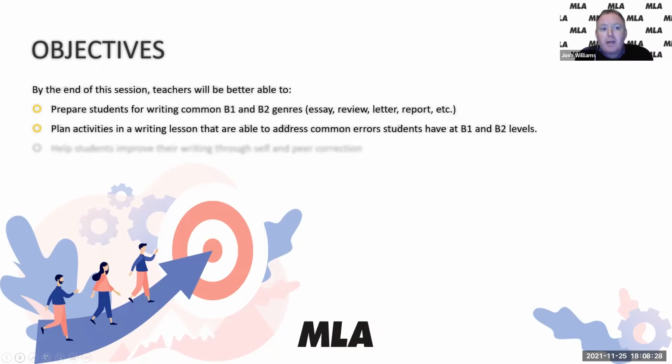Yeah, so we'll be planning activities for a writing lesson, and particularly looking at the common errors that people can make at these levels. And something that could directly speak to the motivation and the improvement of students is that we are going to look at ideas for helping students improve their writing through self-correction, but also peer correction, while also taking into account the feelings of students when they are being corrected. Okay, so let us launch into it.